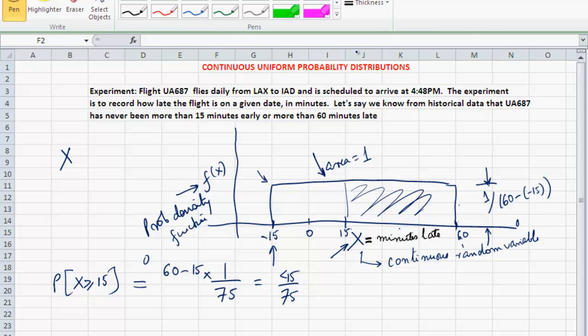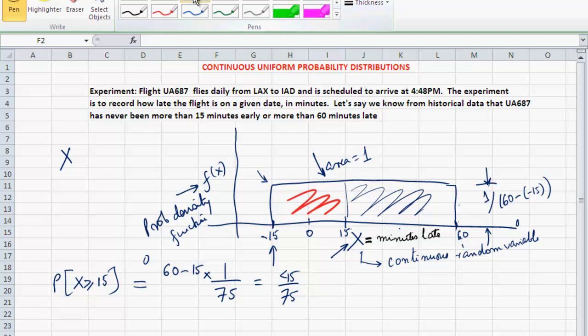So just remember, we are talking about areas under a curve when we are computing probabilities for any continuous distribution. In this case, we are lucky: the continuous uniform distribution is a rectangle, so we can use our knowledge of geometry to compute this. Similarly, if you wanted to know the likelihood that the flight would be no more than 15 minutes late, you would simply be computing the area on the left over here, and that would give you the probability that the flight would be no more than 15 minutes late.